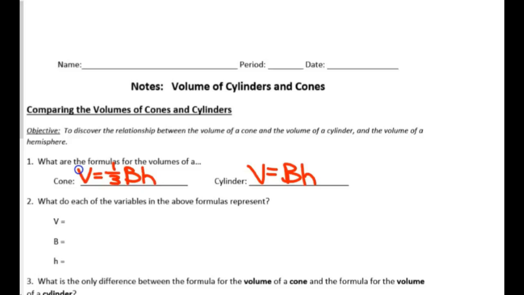Now, what do each of these represent? So what do you think, take a wild guess, what do you think V stands for? Volume, duh, right? That's the name of this note sheet. So let's write that down. V for volume. And then capital B, what did it stand for, and it still stands for? Capital B. Okay. What about the base? No. Area of the base, right? So remember, big B, capital B, area of the base. And then H, of course, height, right?